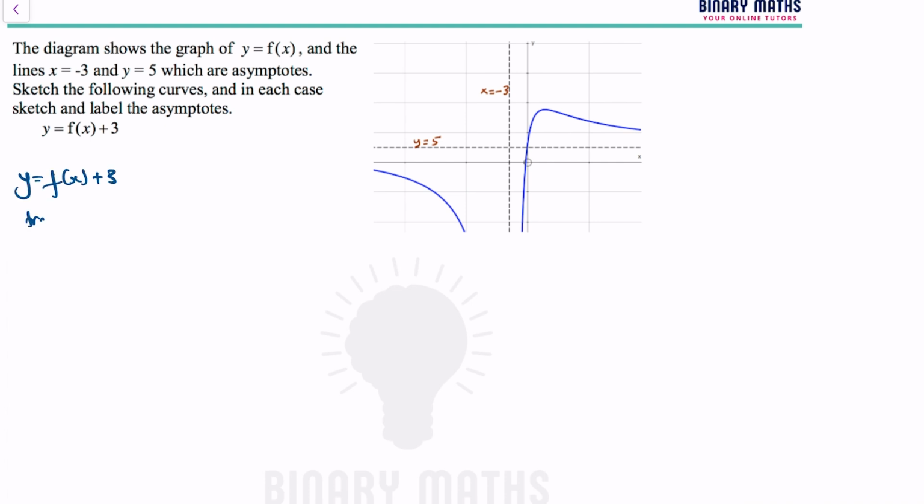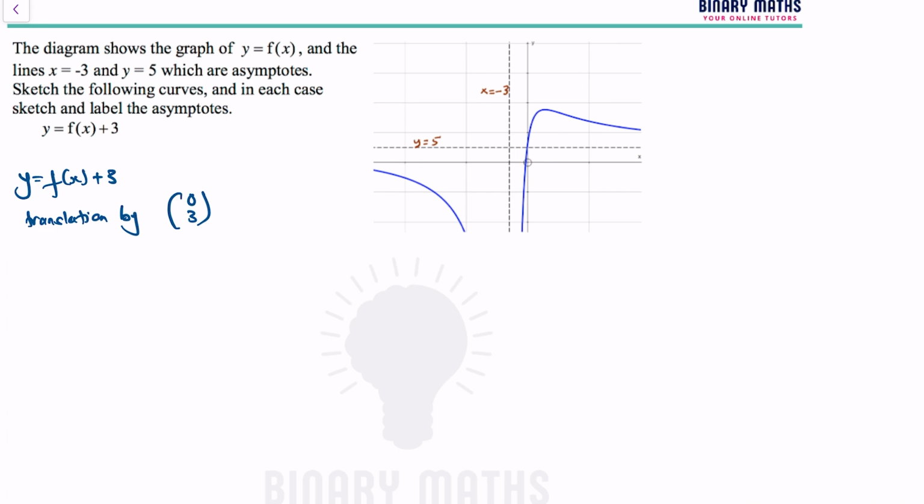It's a translation in the y direction. So translation by (0, 3). So everything moves up by 3. Okay, so because it's a translation in the y direction, everything moves up by 3. So if I do it on the same one, y equals 5, the asymptote is no longer y equals 5. It's now y is equal to 8.